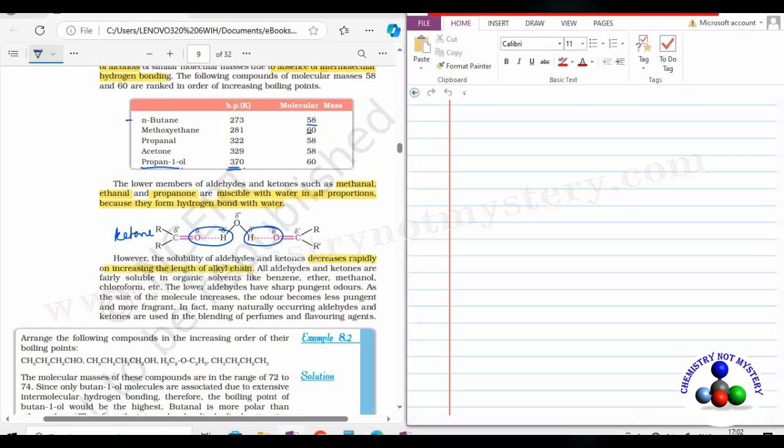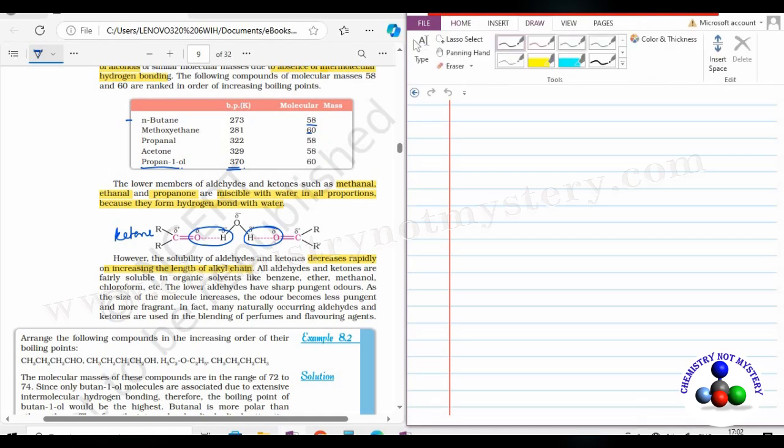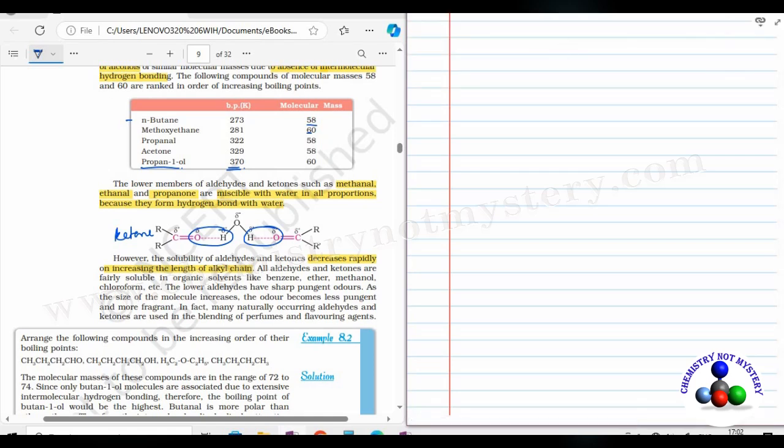Let's try to understand why the solubility of aldehyde and ketone decreases on increasing the length of alkyl chain. So alkyl chain is made up of hydrocarbon. So if we take the example of pentanal, it consists of 5 carbons. So let's draw the structure. 1, 2, 3, 4 and this is 5th carbon and there is aldehyde functional group. Now balance the hydrogen. So here CH3, CH2, CH2 and this is CH2.